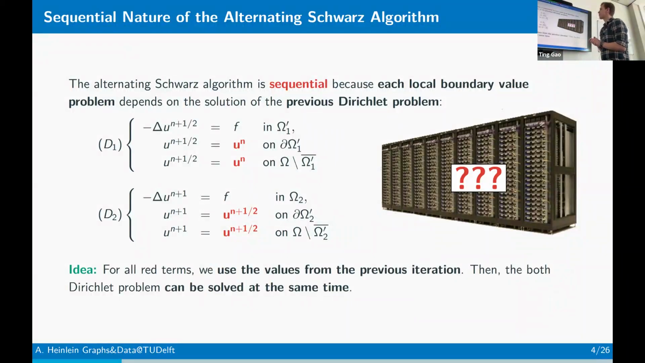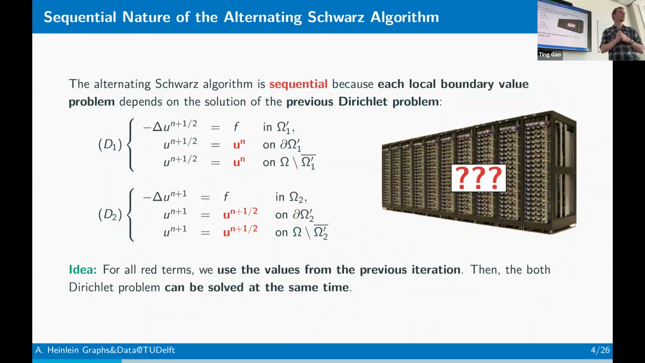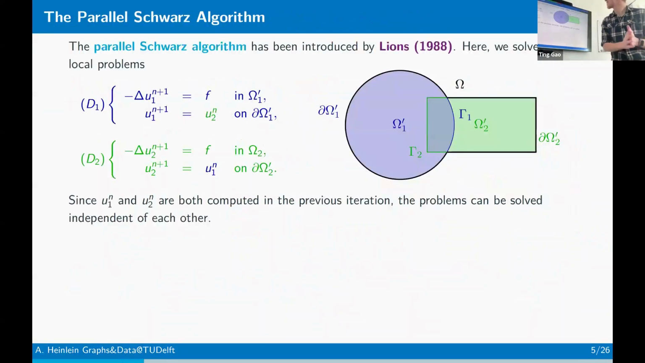So what we can do is, instead of always taking, for example, for this problem, the solution of this on both subdomains, I take the solution from the previous step. Then I can do these 2 steps at the same time. So it's almost the same algorithm. It's just that instead of n plus 1/2, I have n here as an index in both cases. So I solve both subdomains at the same time, and I take from the other subdomain the solution in the previous step. Then I can do it in parallel.